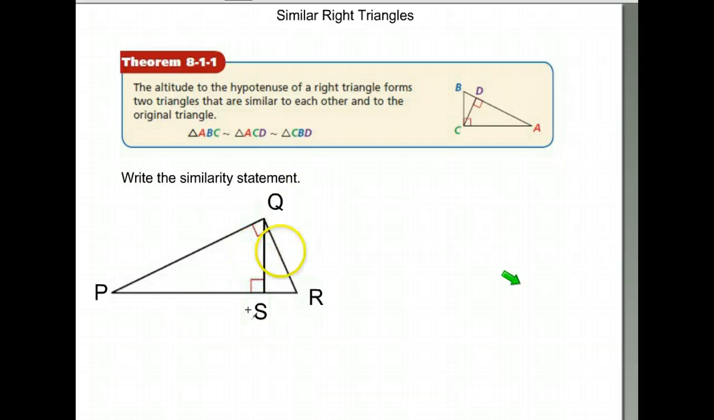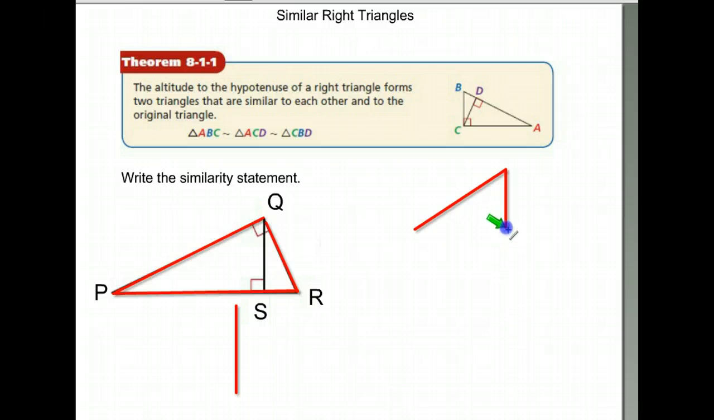Okay, so let's write a similarity statement for this triangle, or this set of triangles. So again, let's start with the big one. And you want to draw them on a piece of paper and have them all facing the same direction. So I'm going to put the big one. Actually, I'm going to come over here. Okay, so you draw it and then label it.